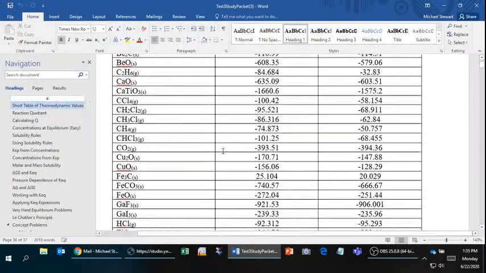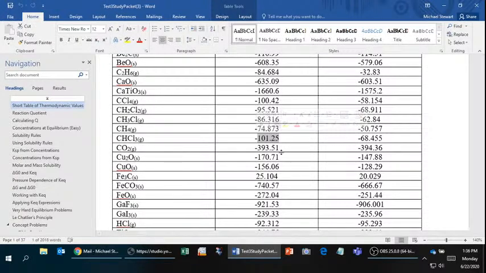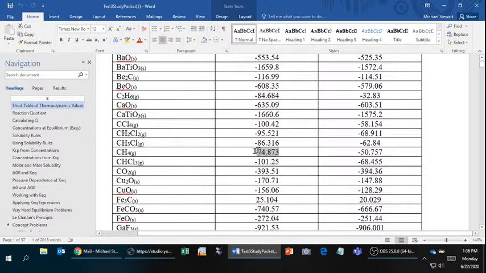You're going to find these values in this table. So for CH3Cl, we'll just do the enthalpy. This is minus 101.25. HCl, minus 92.312. And for CH4, minus 74.873.